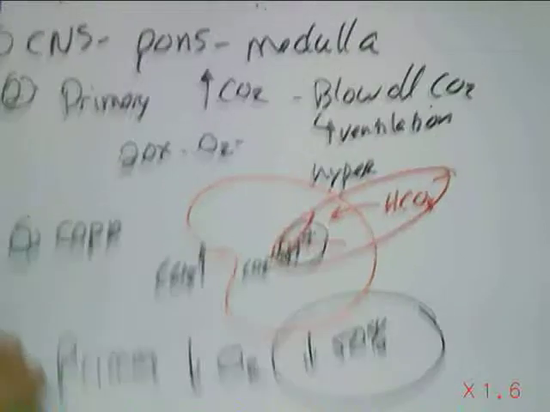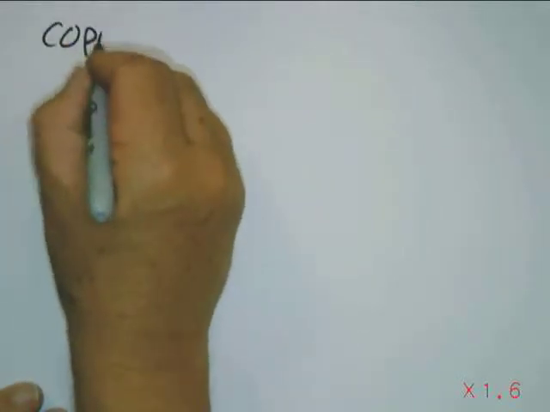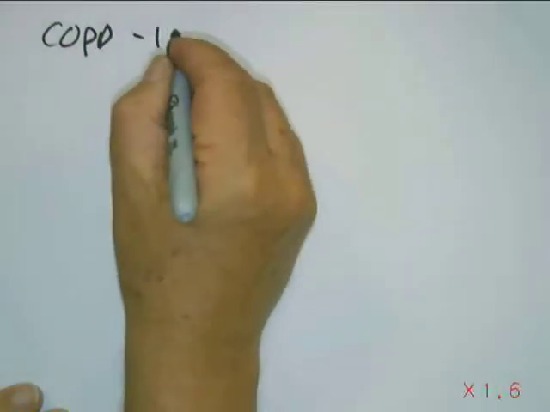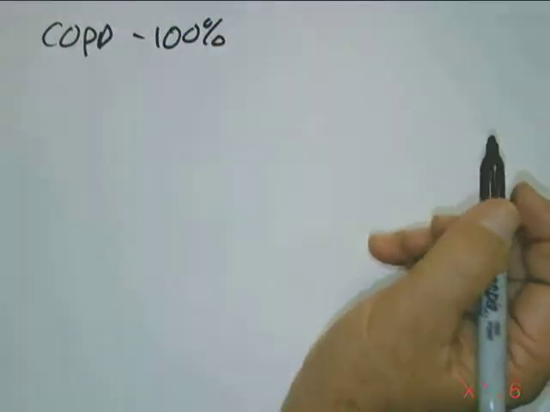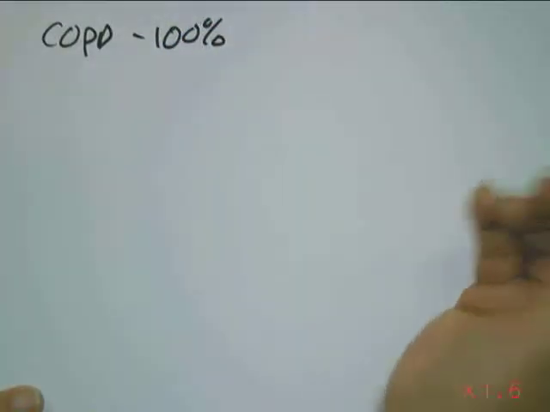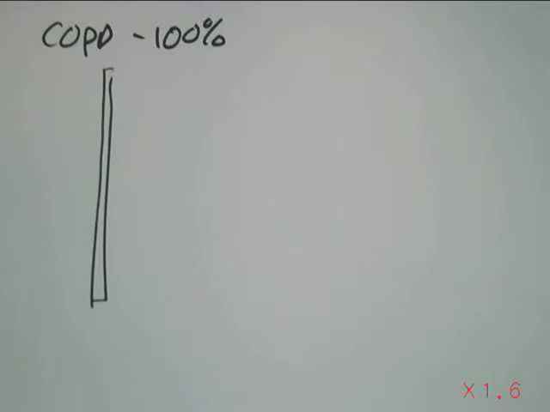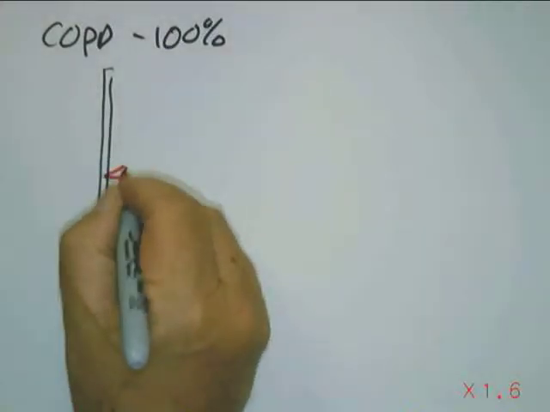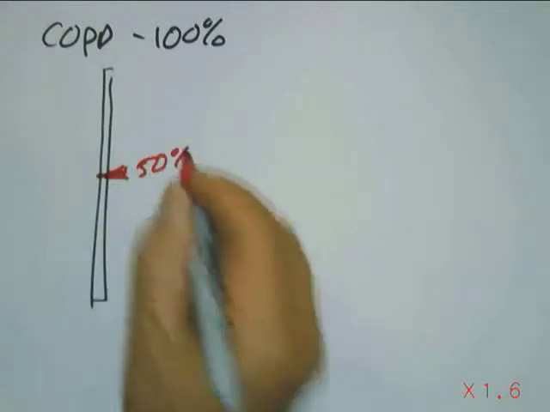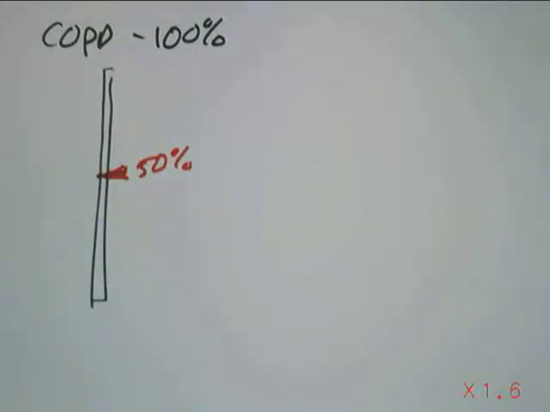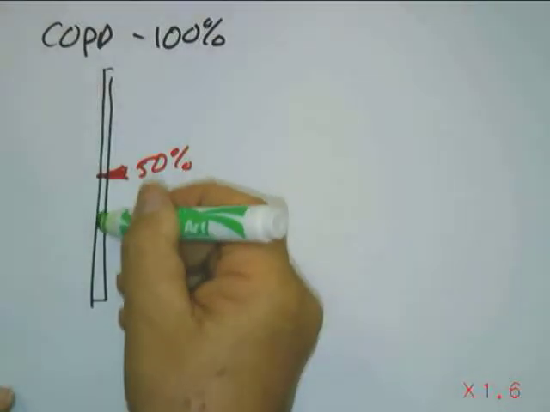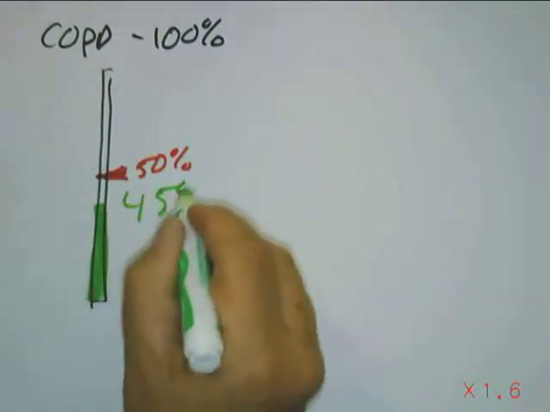One of the questions asked is, if you have a client with COPD, should you put them on 100% oxygen? Well, initially, you think yes. Let's say here's the oxygen level here, and at 50% is when they start to breathe. And when they come into the clinic, let's say the level is down to 45%.